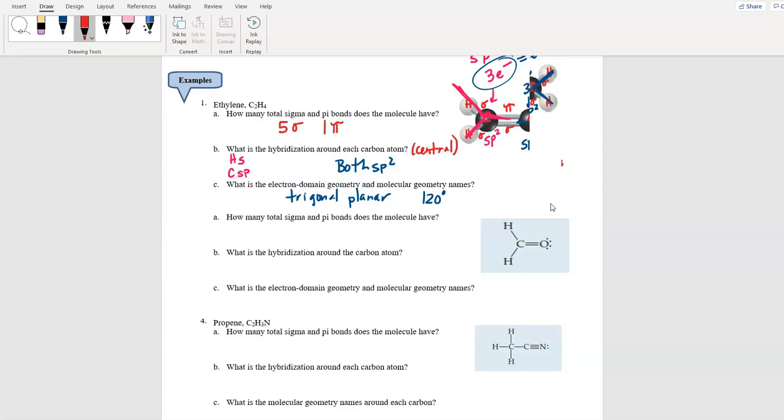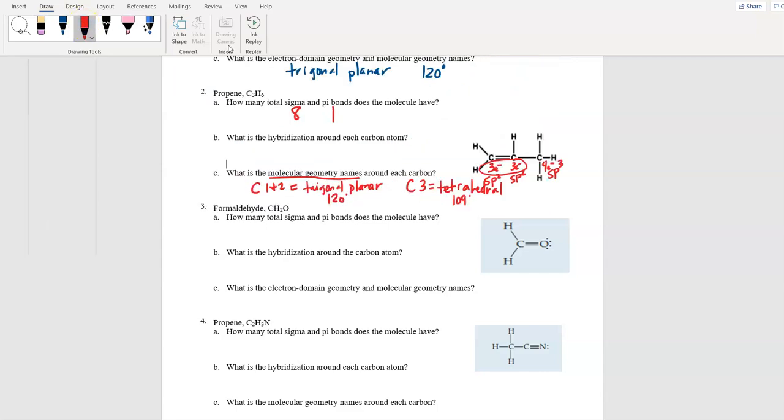How many sigmas and pi's? So each one of these is a sigma, and that double bond is a pi. So I have 3 sigmas, 1 pi, and I only have 1 carbon. That's my central atom. And how many electron regions do I have? Well, I got 3 electron regions, and it's got to equal 3, so sp2. And just so you know, the s and the p, ladies and gentlemen, those are lowercase.